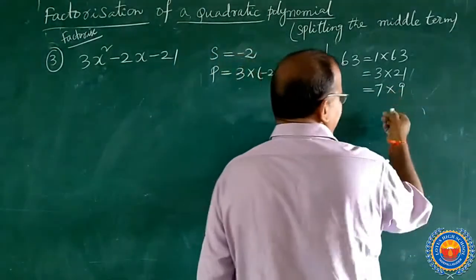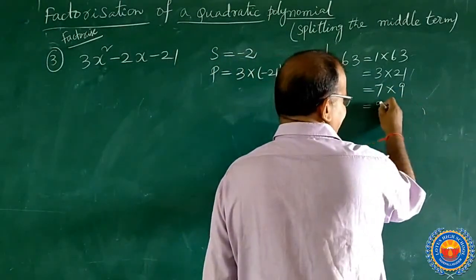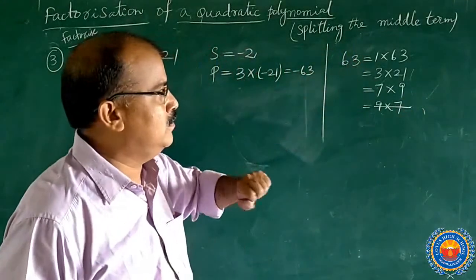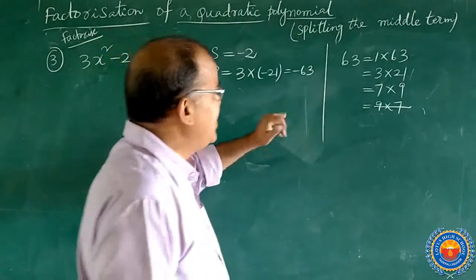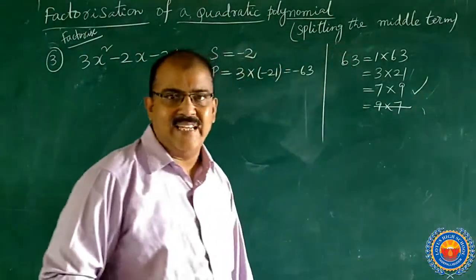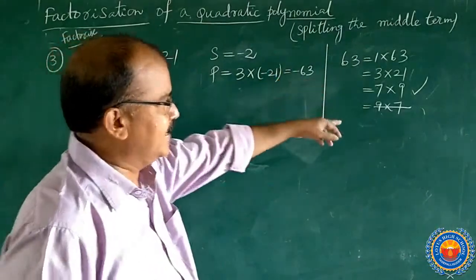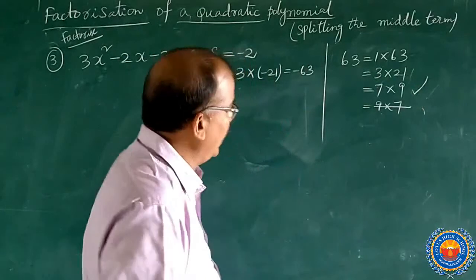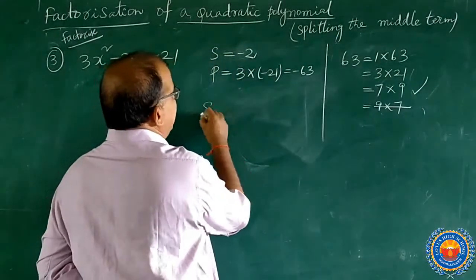Now what about 9? Already you know 9 sevens are 63. Now in this, which is suitable? 7 and 9 are suitable, I think. These two are not suitable. 7 and 9 are suitable. Again, sum.